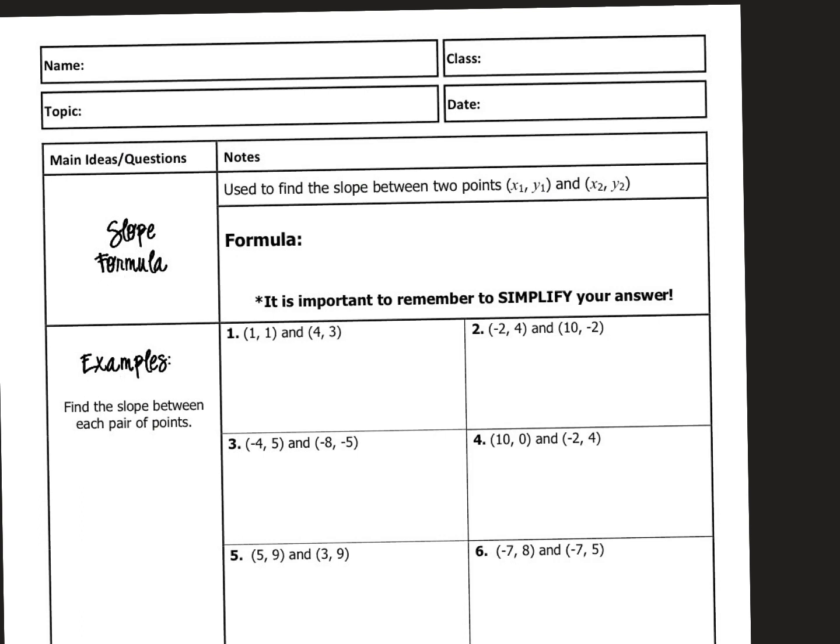When we did these notes together, and if you don't have this page, you need to make sure you get this page. We said that the slope formula is m equals y2 minus y1 over x2 minus x1.